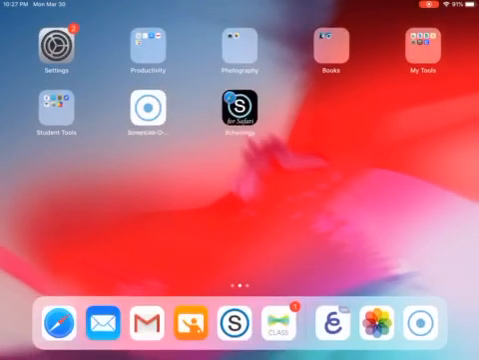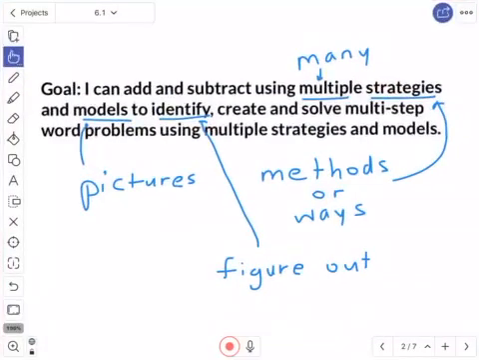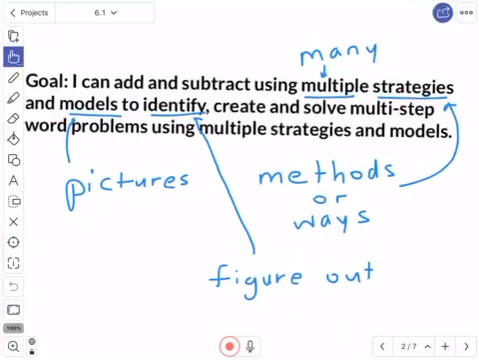Hello everybody, we are starting up Unit 6 today, and we're going to be doing Lesson 1. So it's Lesson 6.1, and we're going to be getting back into word problems. It's going to be basically this whole unit, lots and lots of really fun word problems. So let's just start by reading our goal together.